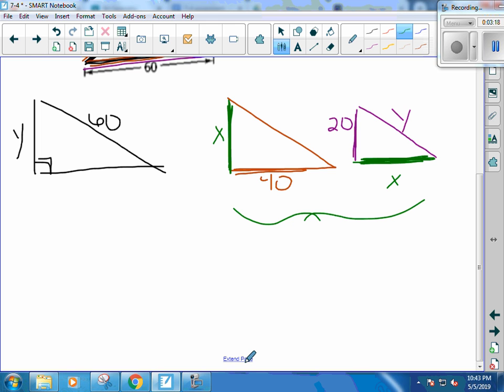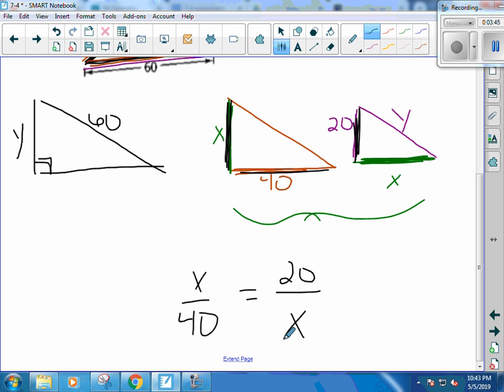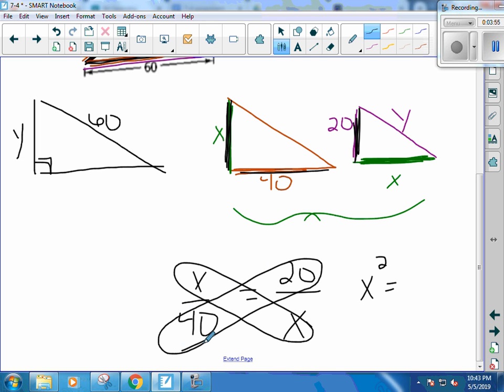Okay. So I'm going to set up my ratio like we did in the previous lessons. First triangle, set it up however you want. I'm just going to go x over 40. Second triangle, I have to follow the exact same path. So I did the short side, so I have to do the short side of 20 over x. Cross multiply. That gives me x squared equals 40 times 20.